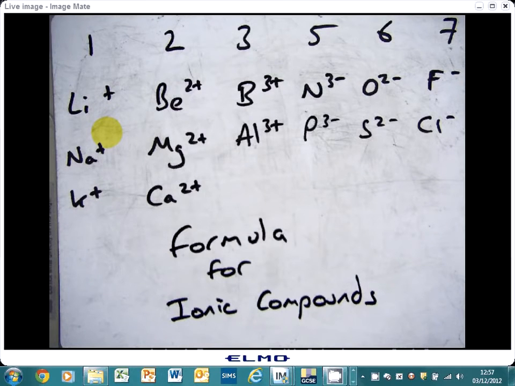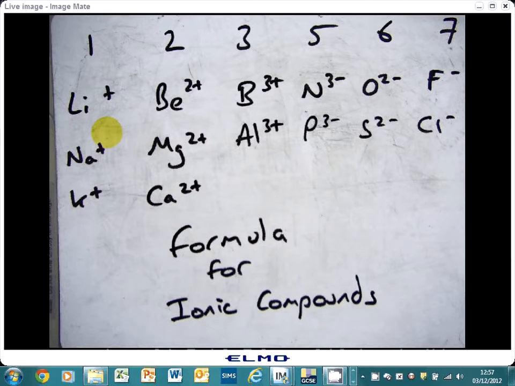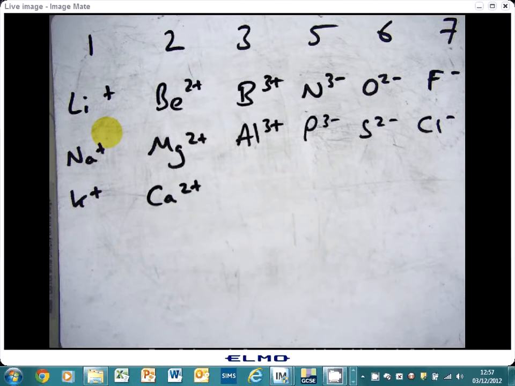In this section I'm going to show you how to work out the formula for different ionic compounds. You should now already be able to work out the charges for any element from groups 1 all the way through to 8. Here is a quick reminder for you. You can watch that in one of the previous videos. In an exam they could quite easily pick two of these elements and ask you to work out the formula.